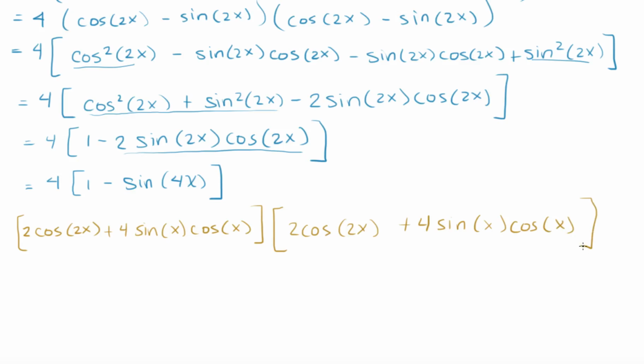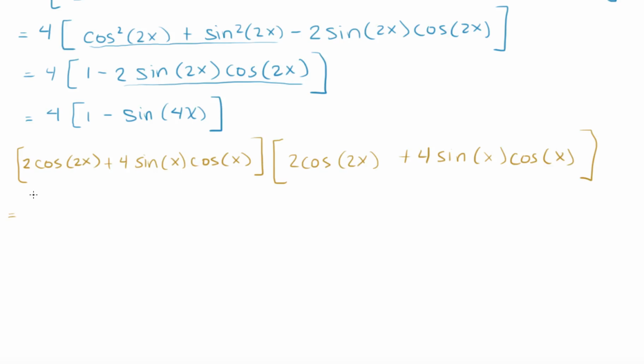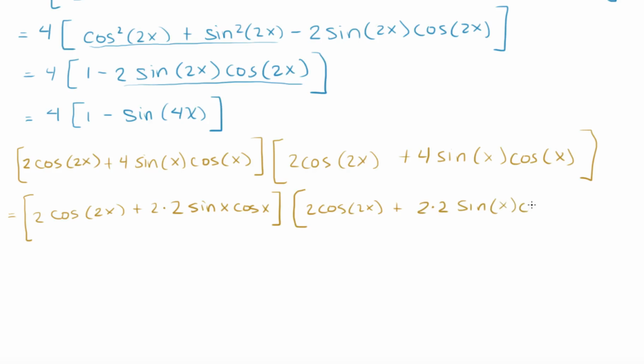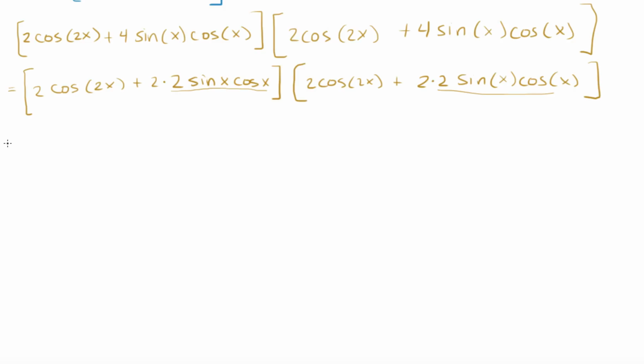Okay. Now notice here the 4 and sine x cosine x, we can split the 4 into 2 times 2. So you're left with 2 cosine of 2x, 2 times 2 sine of x cosine of x. Same thing here, 2 cosine of 2x, 2 times 2 sine of x cosine of x. Now remember that this is a double angle identity. So left with 2 cosine of 2x plus 2 sine of 2x.